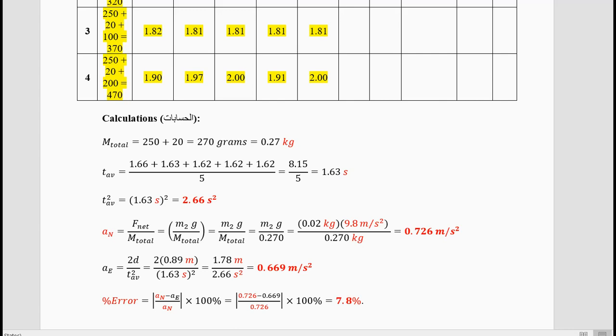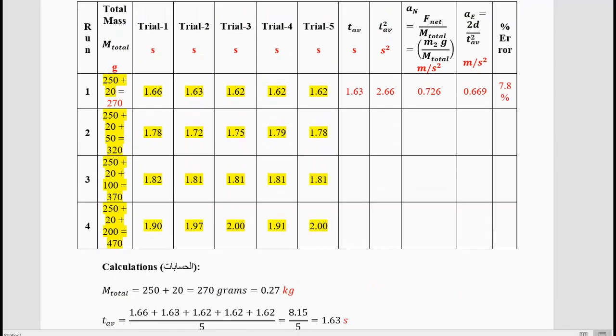Your answer should be between these two numbers. It is 8.15 divided by 5, it is 1.63 seconds. So write down 1.63 seconds here. We'll do one row at a time. Now T average square, the square of 1.63 is 2.66. You will get 4 numbers after the point. I have written 2 numbers here after the point.